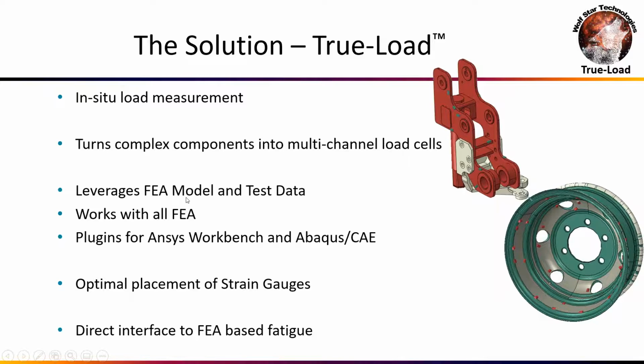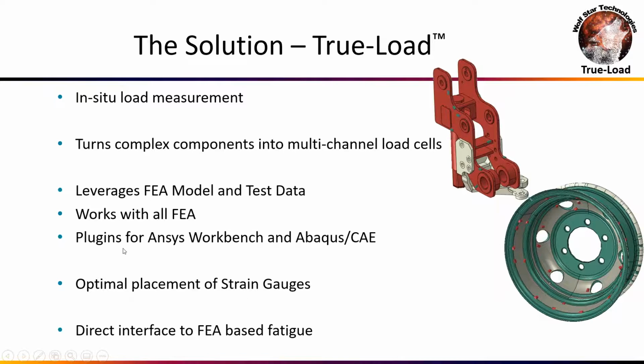We get to leverage the FEA model to work with the test data. We can work with any FEA. We've got really nice plugins for ANSYS Workbench and Navigus CAE, but at the end of the day, we can work with any FEA to get there. And we'll get optimal placement of strain gauges. And from these optimal placement of strain gauges, we're going to get strain correlated loading. And now that we've got strain correlated loading, we give you tools to run that right into your interface for your FEA-based fatigue.